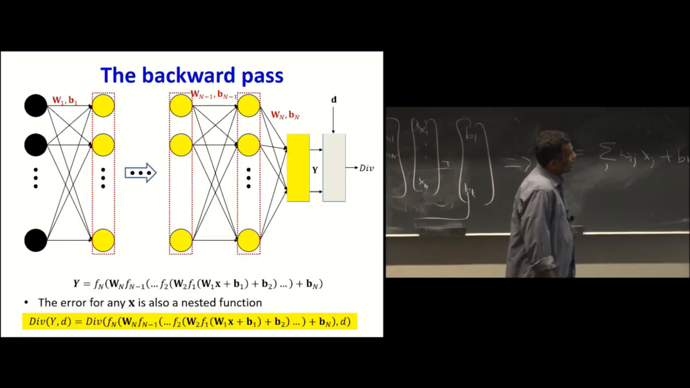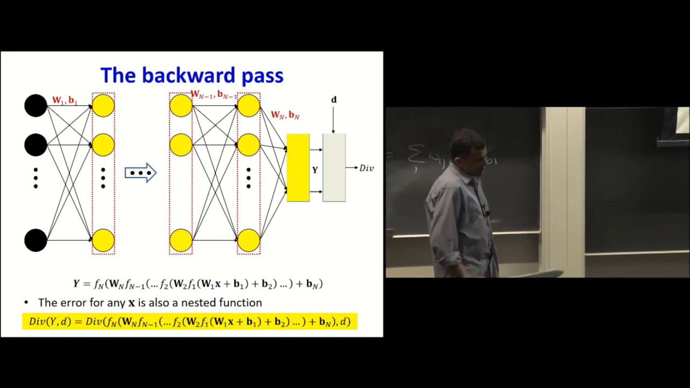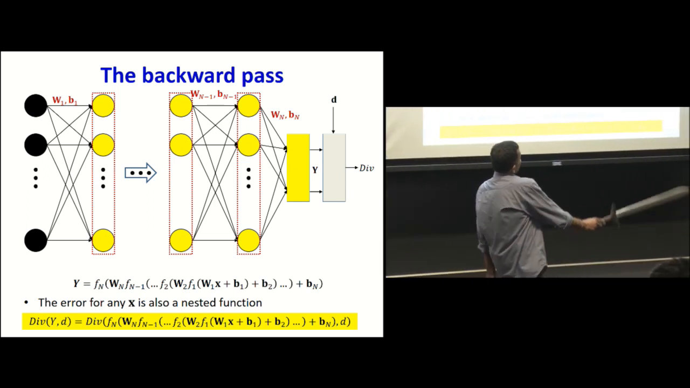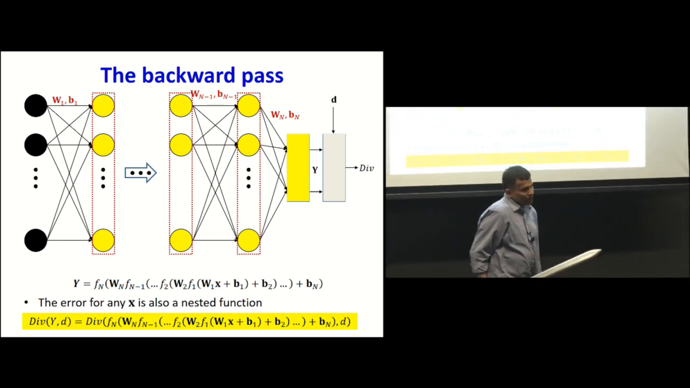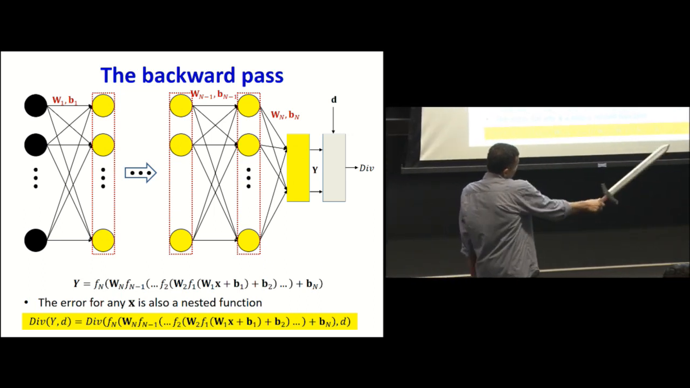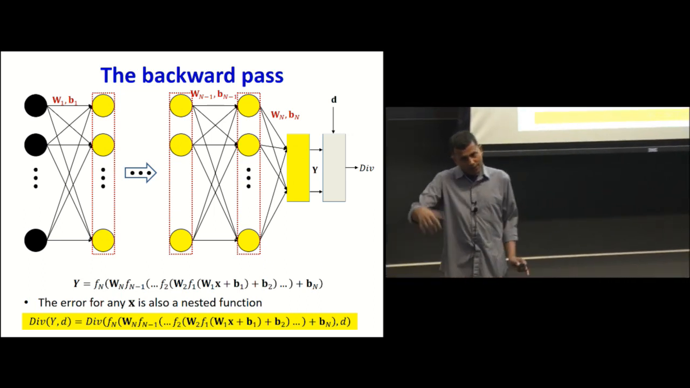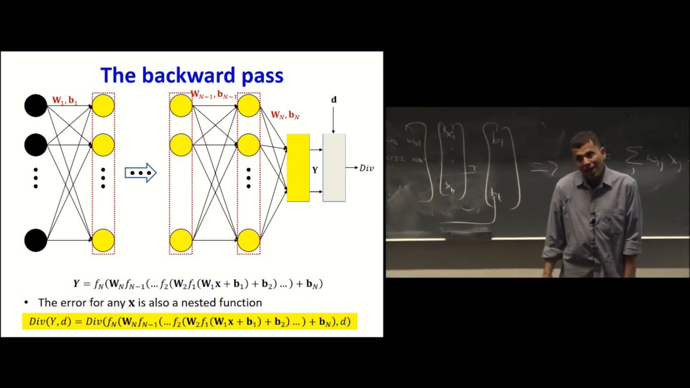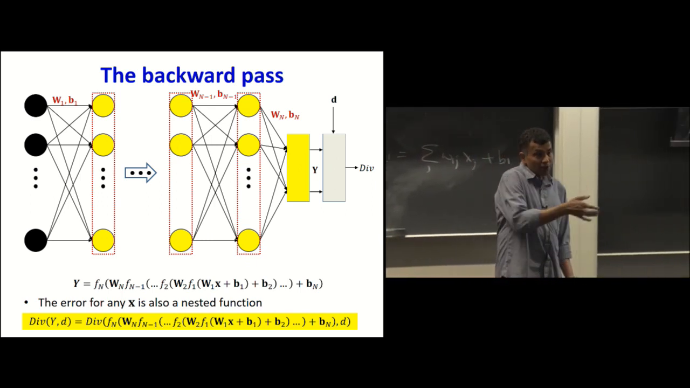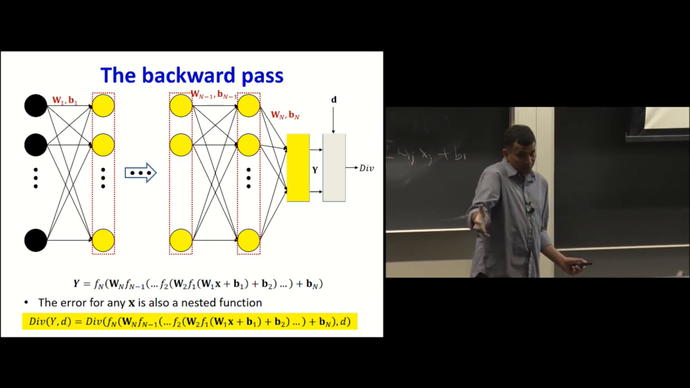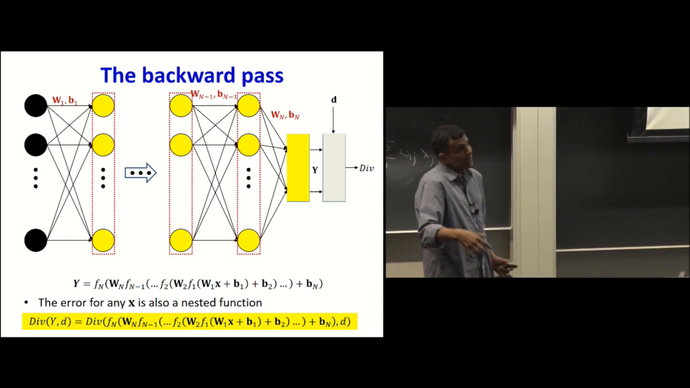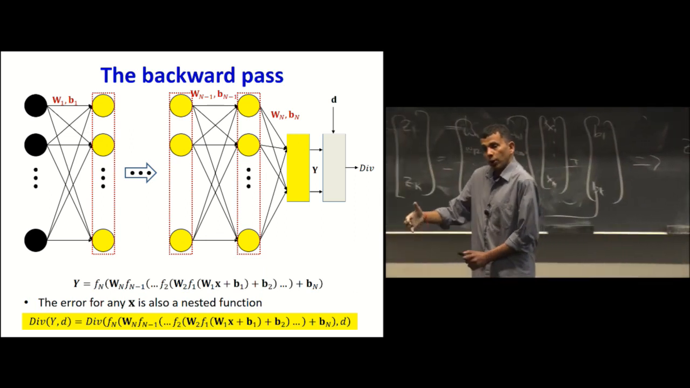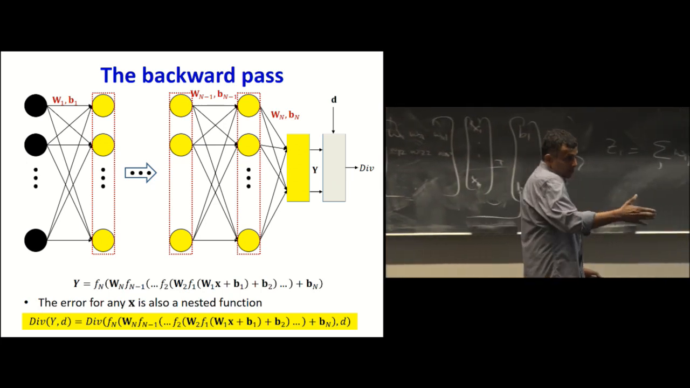Things get a little more fun when you want to compute the derivatives. So the divergence is a function of the output. In other words, the divergence is also a nested function. Correct? It's a function of a function of a function of a function of a function of a function of a function. And when you do that, how would you compute the chain rule? First, you compute the derivative with respect to the outermost function. Then you multiply that by the derivative of the outermost function with respect to the next outermost function, and keep following that rule down. So that is the process.